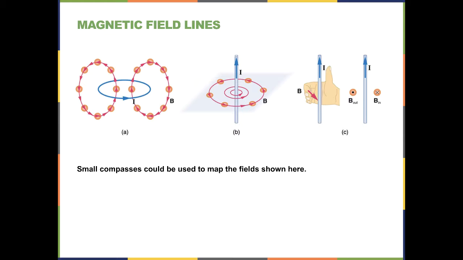Small magnets could also be used to map the fields in this setting. What we have in A is a magnetic field that goes in a circle, an electrical flow that goes in a circle. You have the fields mapped out in the two circles around that. So a magnetic field in a circular current loop is similar to that of a bar magnet.